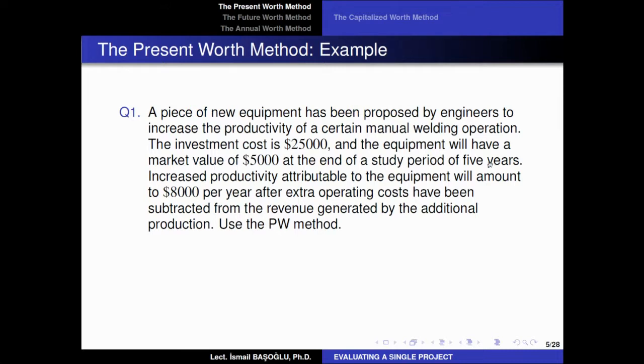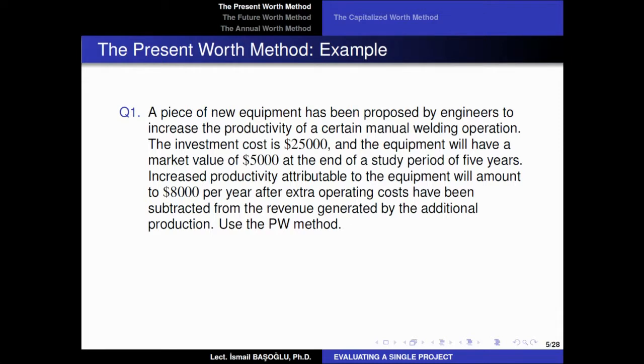So what does that mean? If you purchase this equipment right now, you need to pay $25,000. However, in 5 years, if you want to sell this equipment at the end of 5 years, you will be able to sell it for $5,000. So the market value at that time is going to reduce to $5,000. By the way, it is going to be second-hand equipment in any way.